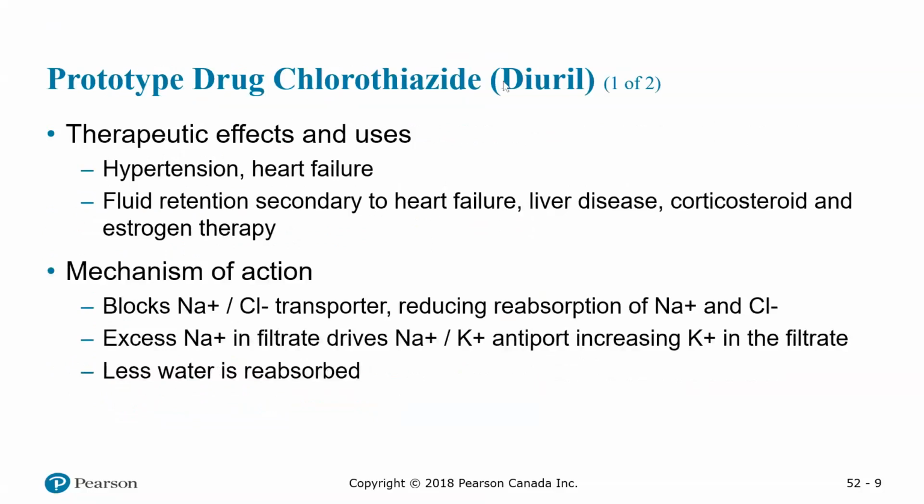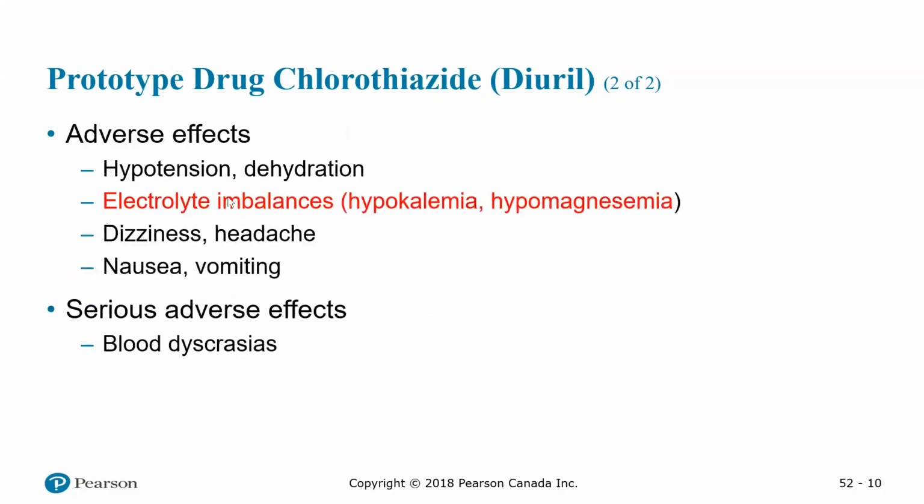And then, of course, we have Diuril, which is chlorothiazide, an example, and it's for hypertension and heart failure. And the mechanism, of course, is the sodium chloride transporter, and your potassium is lost, and less water is reabsorbed. And the prototype is chlorothiazide or Diuril. Electrolyte imbalances occur, and serious is blood dyscrasias.